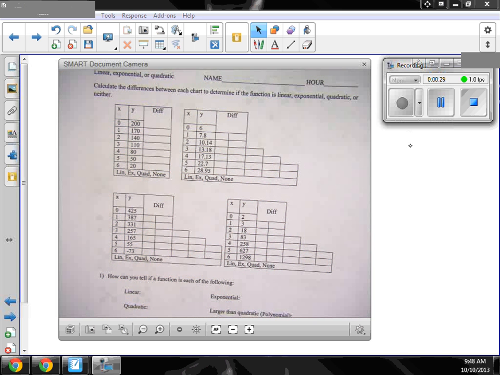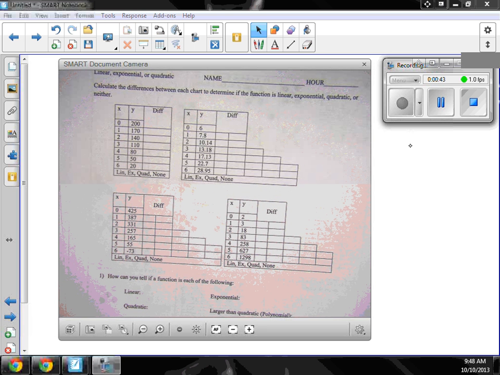Okay. So do that, and then answer question 1. So I'll pause the video and give you guys some time to do that. So fill out all 4 charts, figure out what type of equation it is, and then answer question 1.